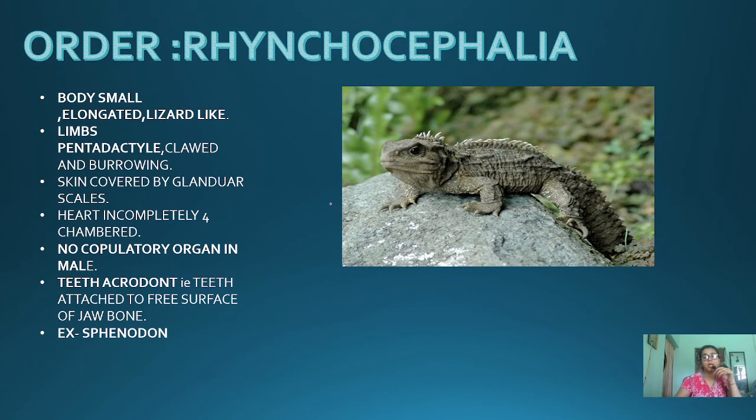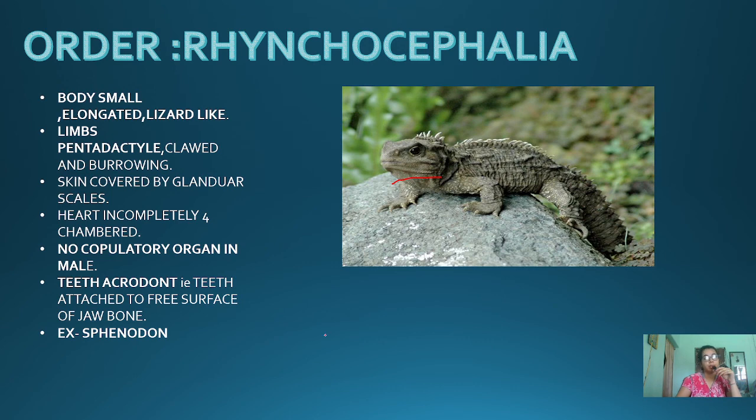So Rhynchocephalia are elongated, lizard-like animals, and they have pentadactyl, clawed limbs, that is, the limbs have digits. And an incompletely four-chambered heart, no copulatory organ is present in the male. Okay, and they have acrodont teeth.